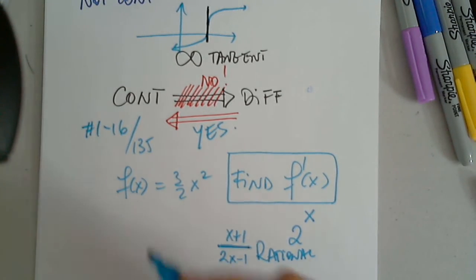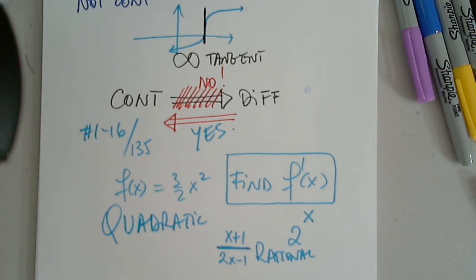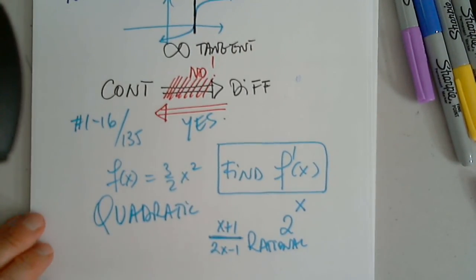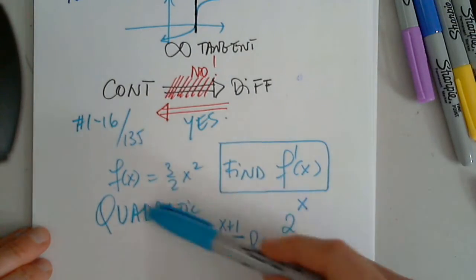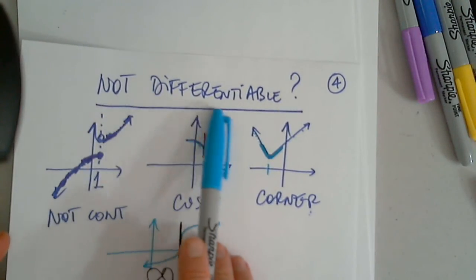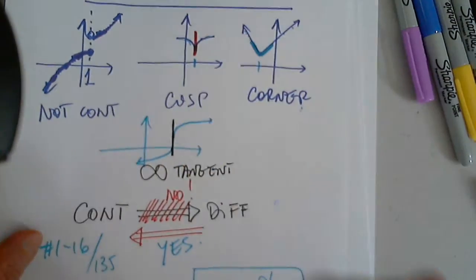It's quadratic. Indeed, it's a polynomial function. Is it continuous everywhere? Perfect. Does it have a cusp, corner, or infinite tangent? No, of course not. It's a continuous function. In this case, it's opening upward. It's a parabola. It doesn't have any of these problems. It's always differentiable everywhere. No cusp, no corner, no vertical tangent.